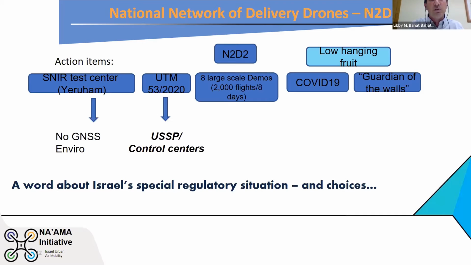A word about the Israel special regulatory situation. We're not US, we're not Europe, so in some way it's an advantage. We can pick the laws that we see fit for Israel. So in personal licensing, we took Part 107, for example. In terms of UTM and U-Space, we're going to follow as strictly as we can the EU regulations, 664 and others. This is something that is a big advantage for us.